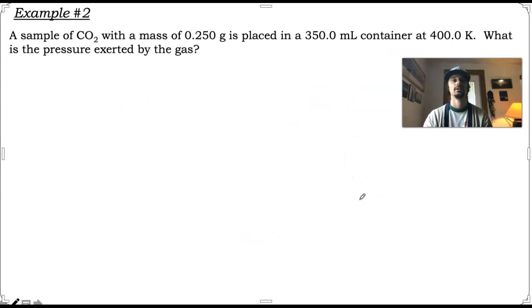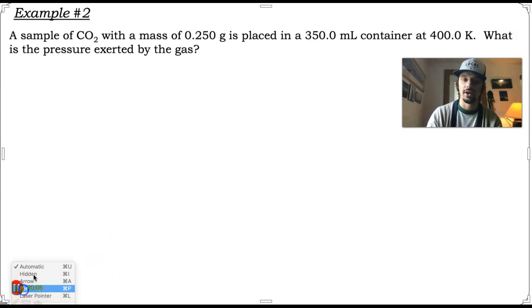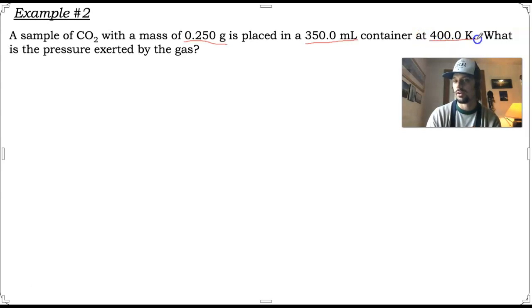All right. Example number 2. A sample of CO2 with a mass of 0.250 grams. Again, I like to underline my variables that I'm given. 0.25 grams is placed in a 350 milliliter container at 400 kelvins. What is the pressure? So I label my variables, okay? Oh, I noticed something here.